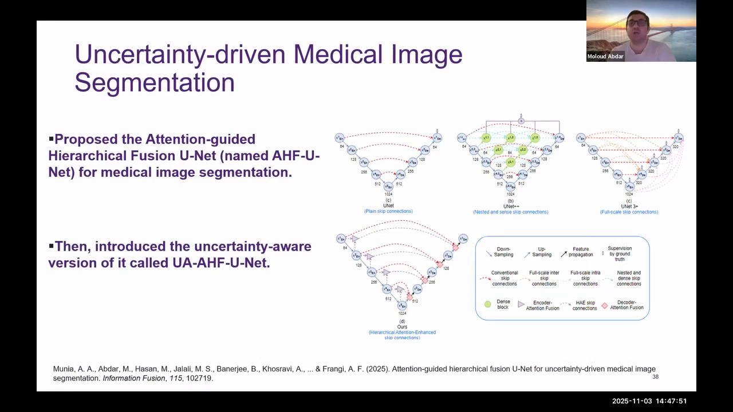And now we move to medical image segmentation, and for this one we proposed a new model called attention guided hierarchical fusion U-Net. Here I have shown different U-Net architectures like U-Net++, U-Net 3+, and our model, which is hierarchical and attention guided. The point is this model is an uncertainty-aware version of the old one, which is called UAE-AF U-Net.